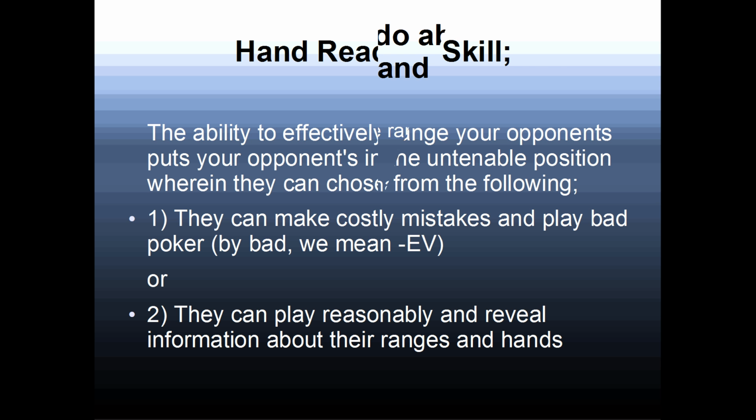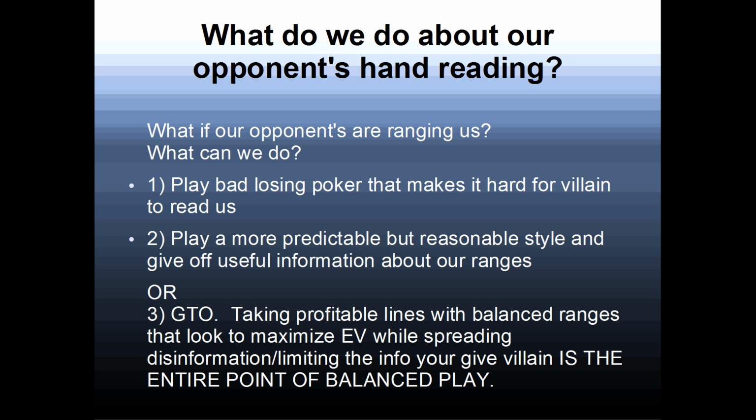That's it. Or they can play GTO, but who can do that? So what if our opponents are hand reading us? Should we play bad, losing poker in order to make mistakes that make it hard for our opponents to read us? Or should we play a predictable but reasonable style, but then just gift them a bunch of useful information? Or should we take profitable lines with balanced ranges that try to maximize EV while spreading disinformation, or really limiting the amount of information your opponent can glean, and how effectively they're able to use that information against you?